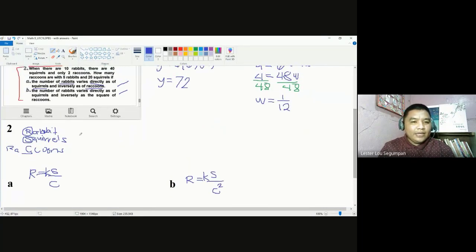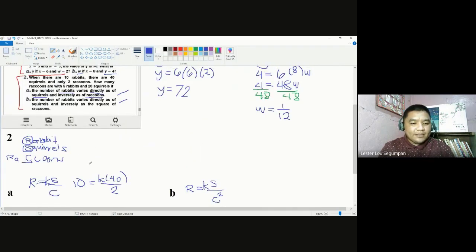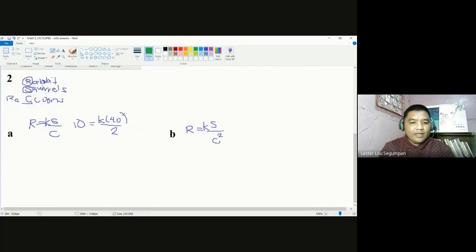Let's start with letter A. When there are 10 rabbits, that's your R, there are 40 squirrels. You have K times 40, and there are only two raccoons. That's the situation, so let's solve for K. We can divide this, and then 10 is equal to K times 20. So the value for K, when we divide both sides by 20, is 1/2. This is the value for K in letter A.